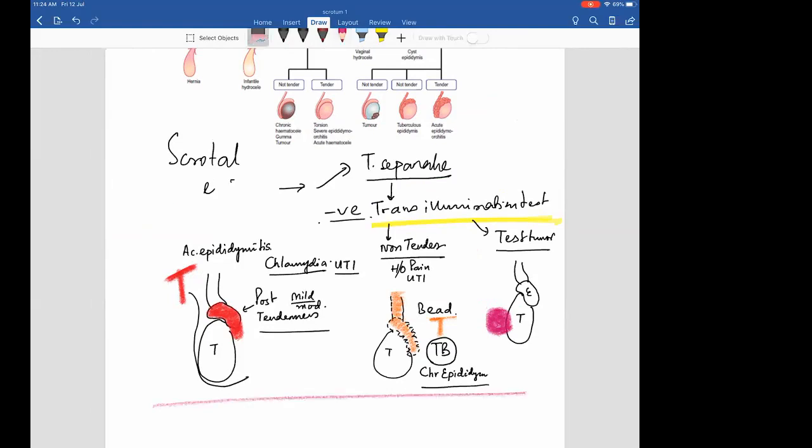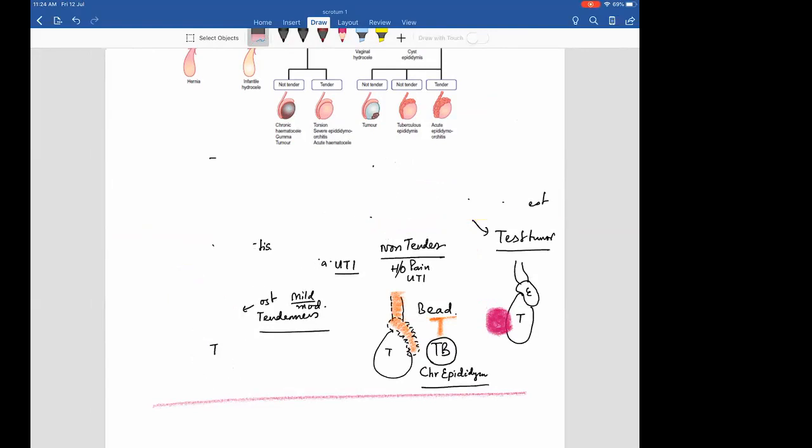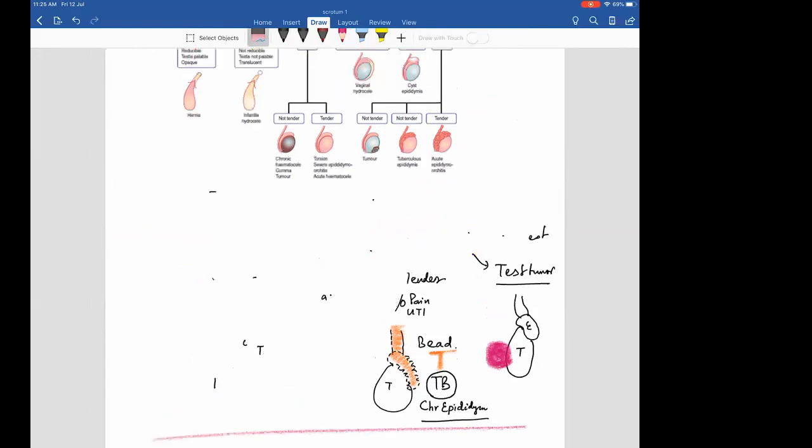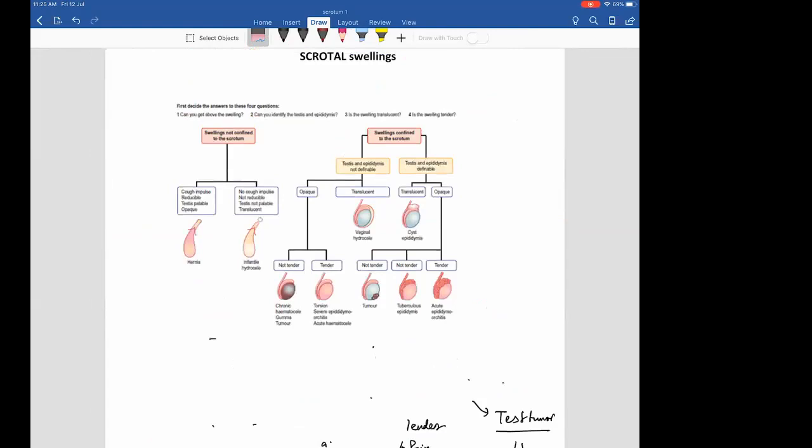For a very quick recap of the whole class, what I will do is that if you have a scrotal swelling, the first step to distinguish between a scrotal swelling and an inguinoscrotal swelling is getting above the swelling. So step number 1 is to get above the swelling. You can see this graph. So what is the first step done? I will take up this graph now.